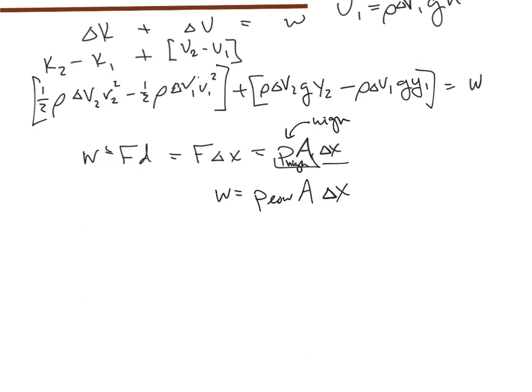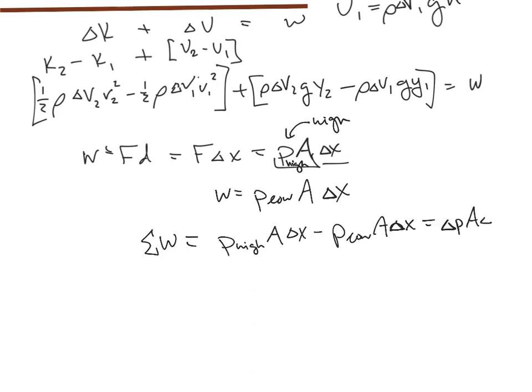So your total work equals pressure high times area times delta X minus pressure low times area times delta X, which is just equal to the change in pressure times the area times the change in X. And this right here we know to be volume, so you get that the total work equals the change in pressure times the volume.